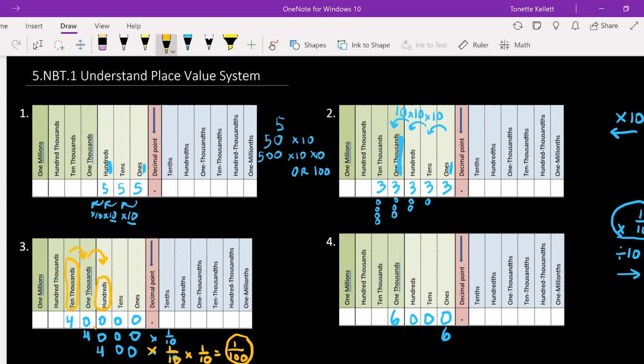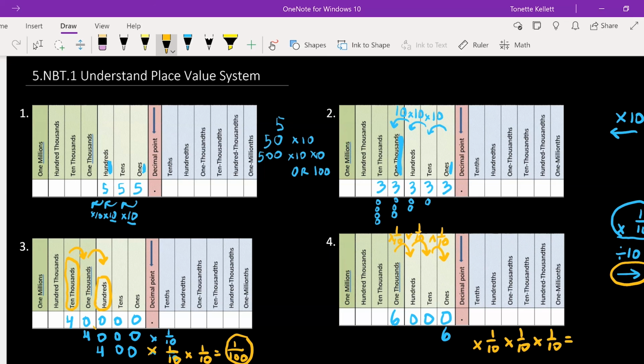You want to know, you started with 6,000 and you went to 6. So you know that you're jumping 1, 2, 3, and you're going right. So you're getting smaller. Each time you go to the right, it's times 1/10, times 1/10, times 1/10. All right. So you went times 1/10, times 1/10, times 1/10.